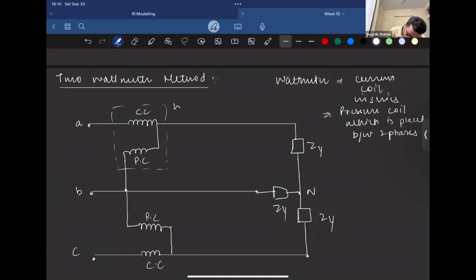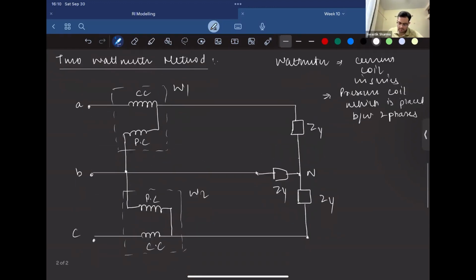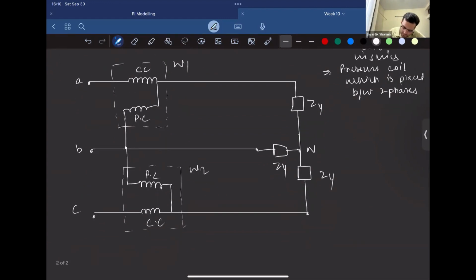So this is wattmeter 1, and this is wattmeter 2. And we've assumed that the loads are balanced. So let's say that ZY is nothing but Z at an angle of theta. So now what we want is to calculate power, we need the current that is flowing from that phase, and we need the voltages, right?